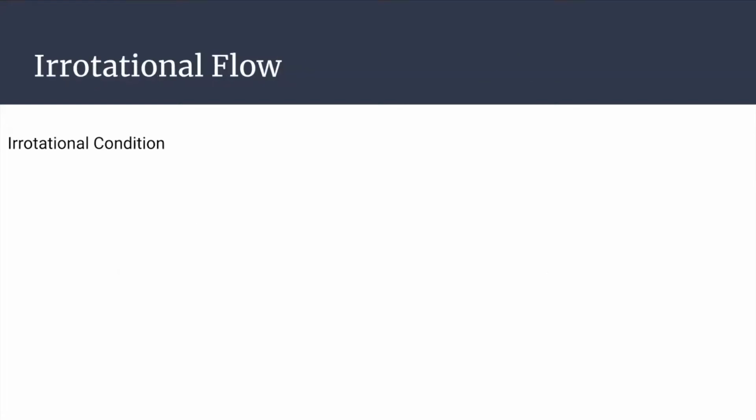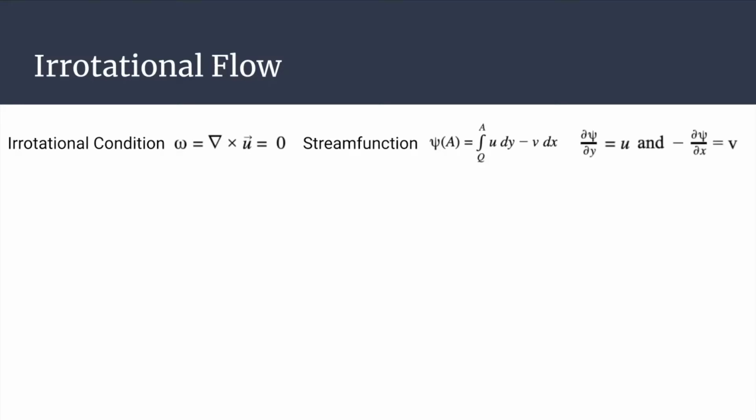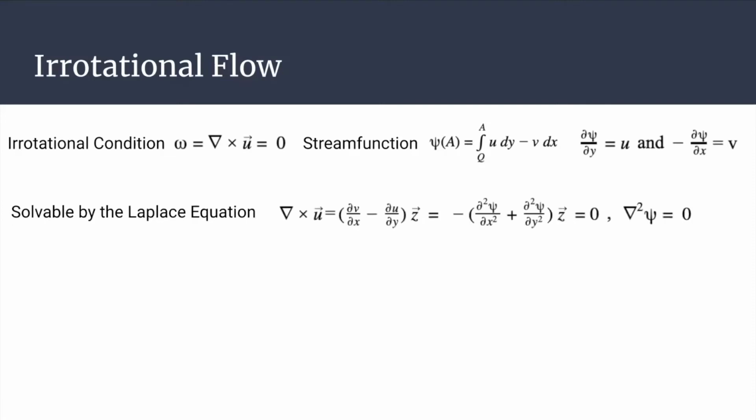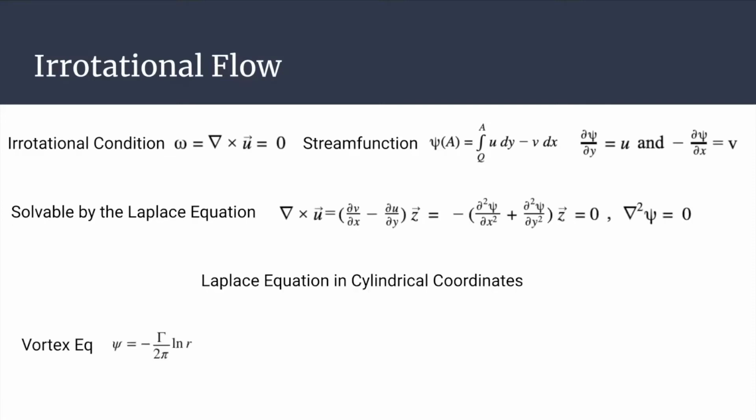The main mathematical condition for irrotational flow is that the vorticity must be zero. The stream function can be further defined as a scalar represented either in integral form or, more commonly, as an equation whose partial derivatives must be the 2D velocity vectors. Using this, we can relate irrotational flow to the Laplace equation. Solving this partial differential equation yields three main equations: the vortex, source, and doublet equations.